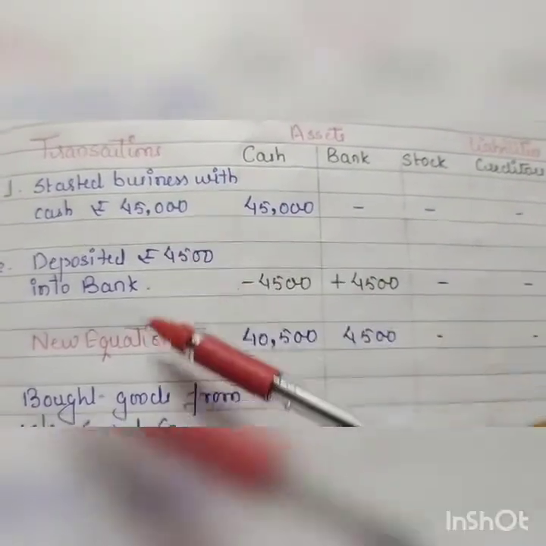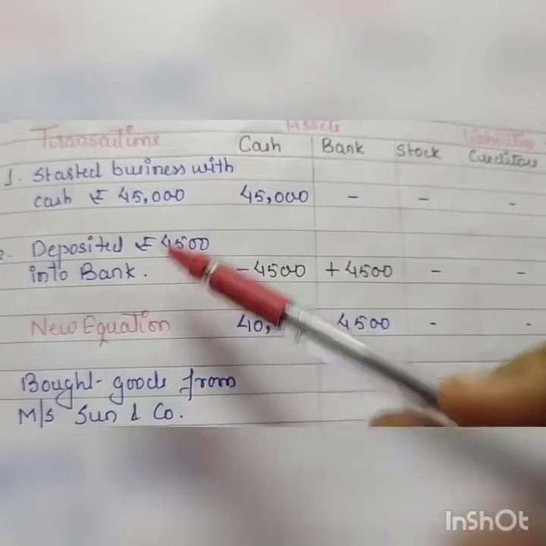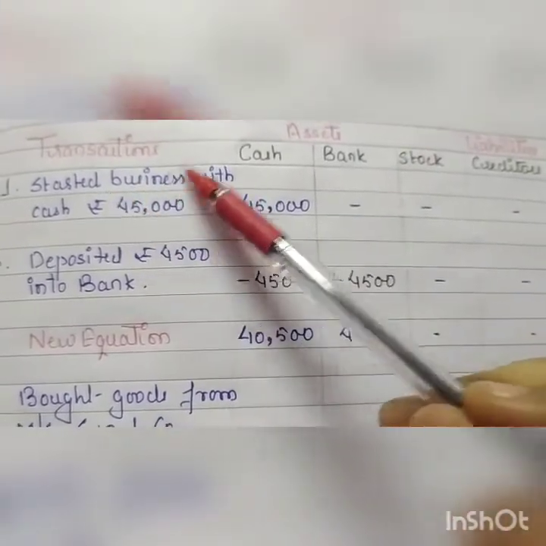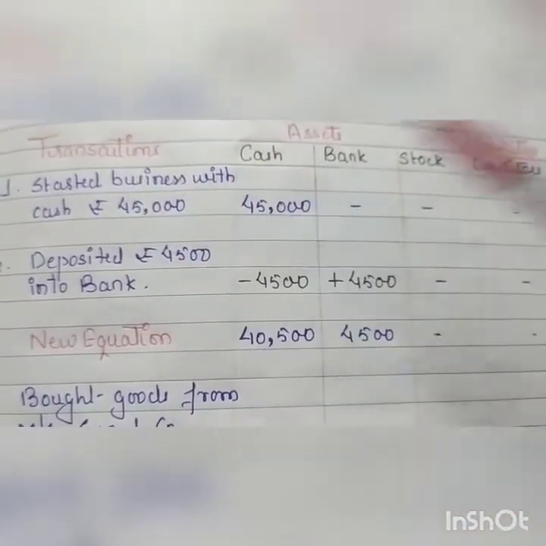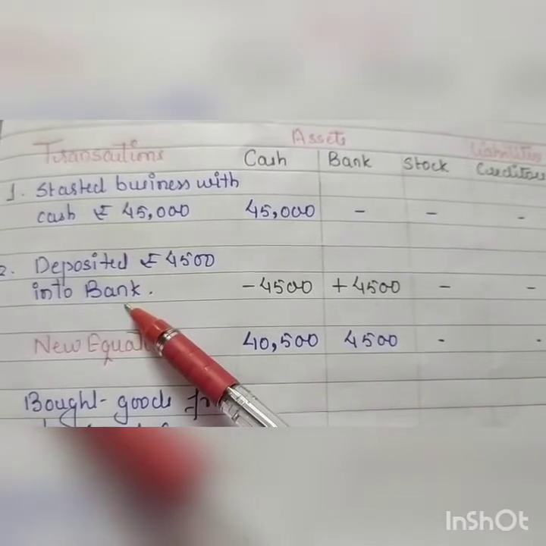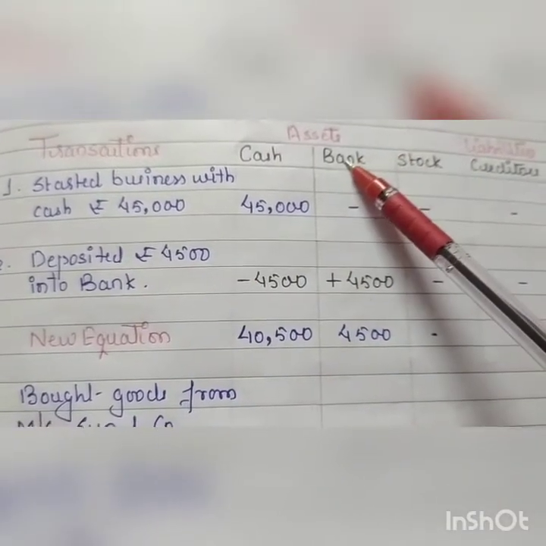See, I have created a column after seeing all the transactions. Since I read the questions first, I noticed the terms here: started business with cash is written, so I have made column of cash. Bank is written, that's why I have created column for bank.